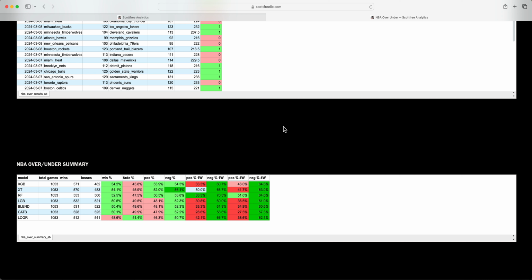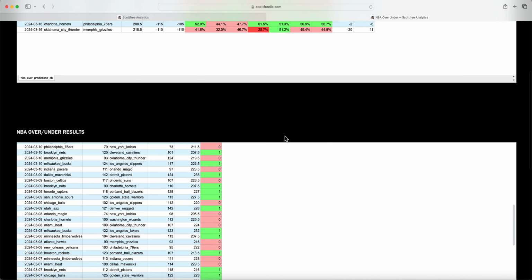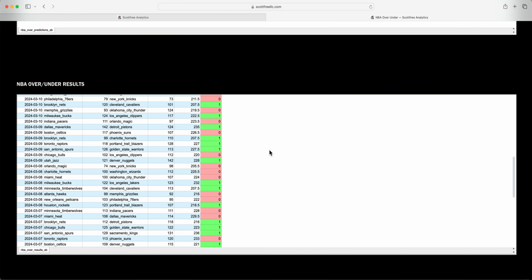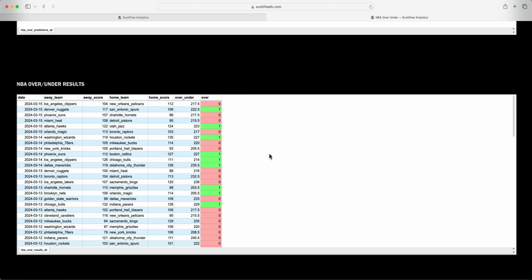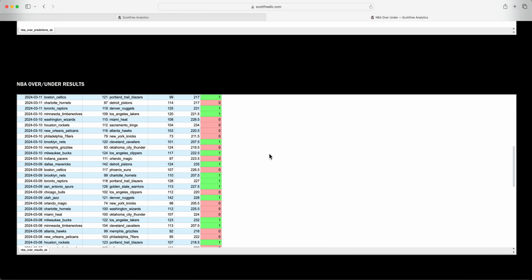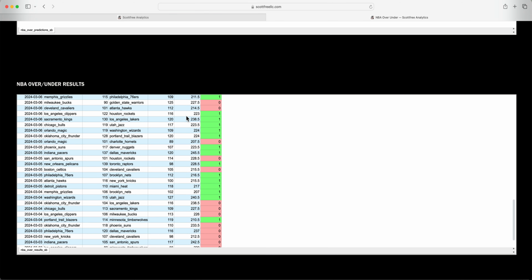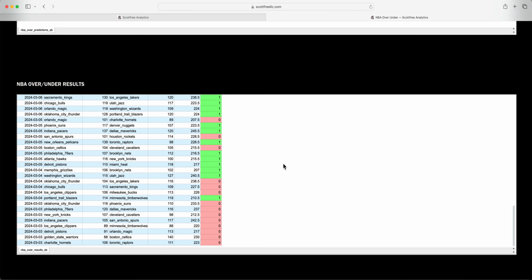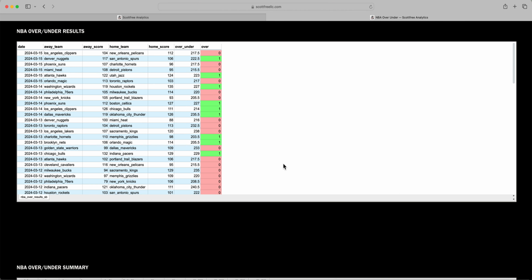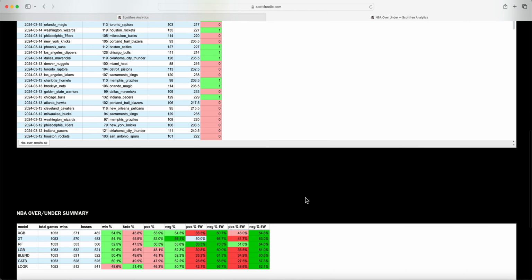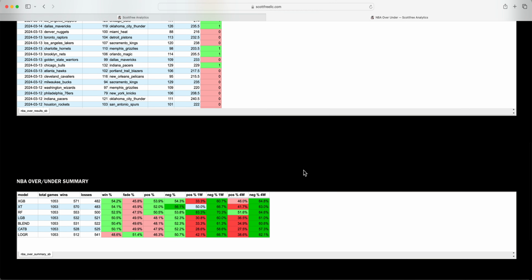And in fact, if you go up here and you look at the over-under results, you can see there's a lot of red. Now, once in a while, obviously, that's going to happen. But overall, this has been a month of underperformance. So this is saying, how is our winning percentage over the last week for these models?